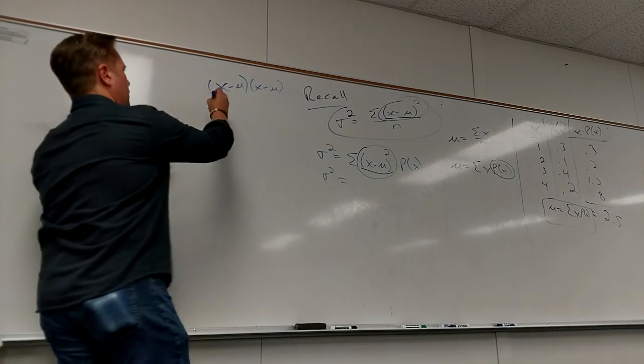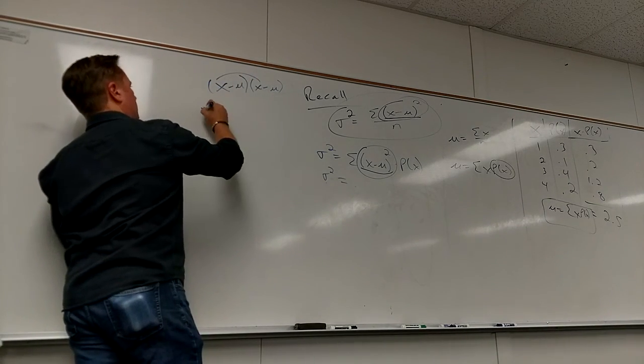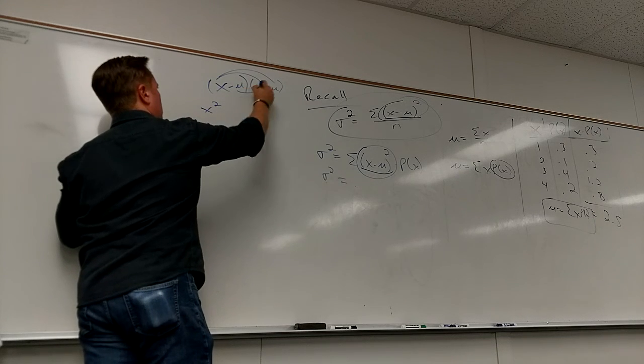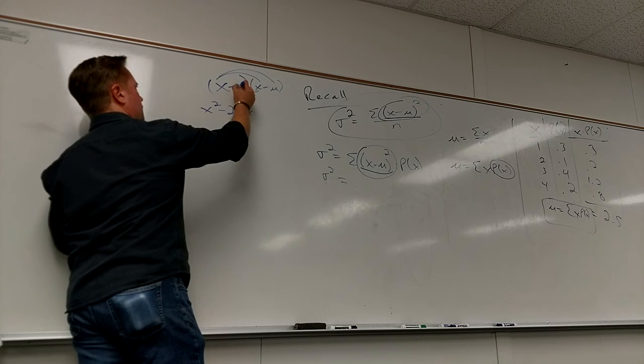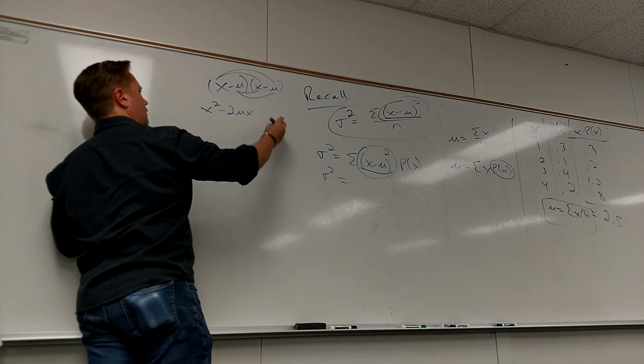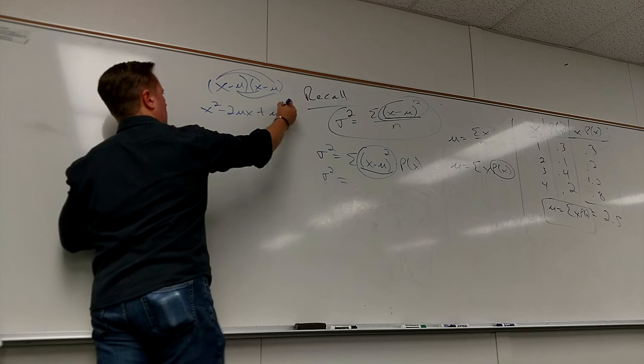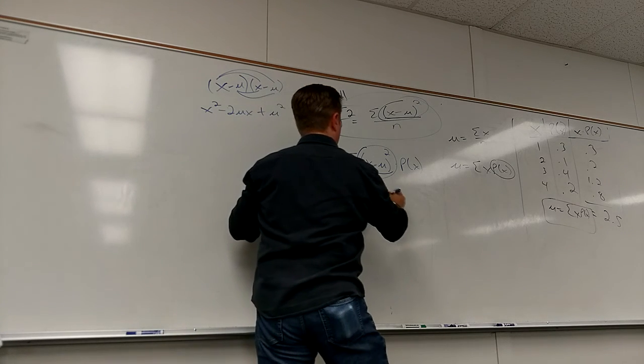So when you FOIL this out, what do you get? You get x squared minus 2 times x times mu, plus mu squared. So then I would plop that in here.